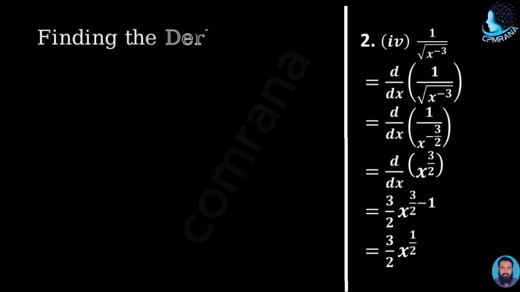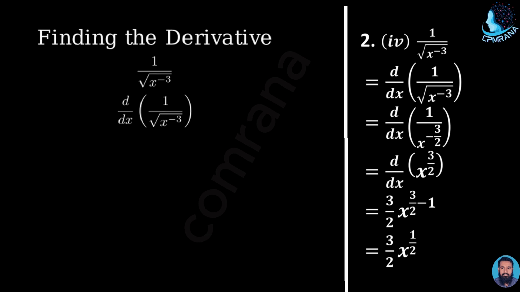Let's solve this derivative step by step. We'll start with the expression 1 over the square root of x to the negative third power. Let's first understand what we're trying to do. We want to find the derivative with respect to x of this expression. The first step is to simplify what's under the square root. Remember that the square root of x to a power is the same as x to that power divided by 2. So the square root of x to the negative third is equal to x to the negative 3/2.